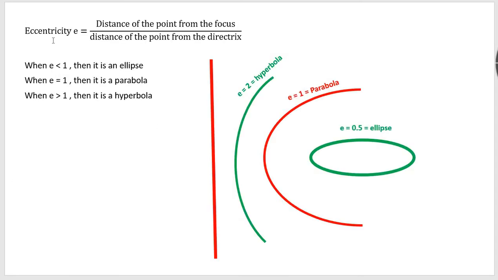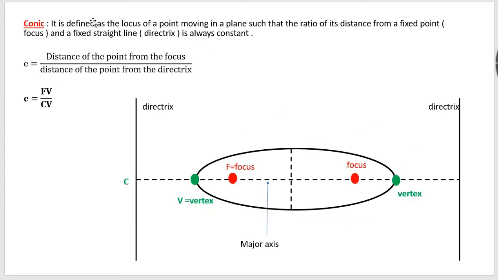Let us see the definition of eccentricity. Eccentricity, we said, is the ratio of the distance of the point from the focus to the distance of the point from the directrix. We'll see this in a while, in terms of what is focus, what is directrix. For the time being, you understand. Okay, let us go to that conic.